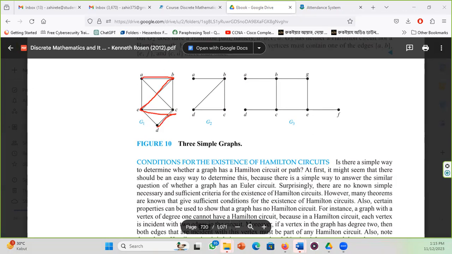So it is a Hamiltonian path. Yes, sir. And as this graph has a Hamiltonian path, we can say it is a Hamiltonian circuit. Similarly, let us check. So it touches all the nodes. So it is also a Hamiltonian path, and this graph is called a Hamiltonian circuit. Not possible. So G3 is not possible.